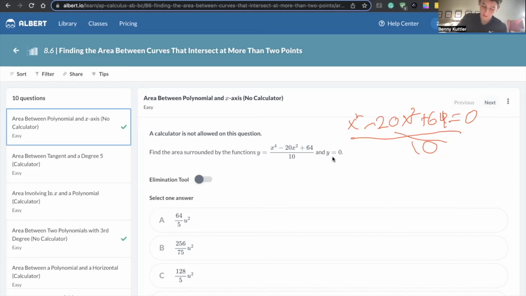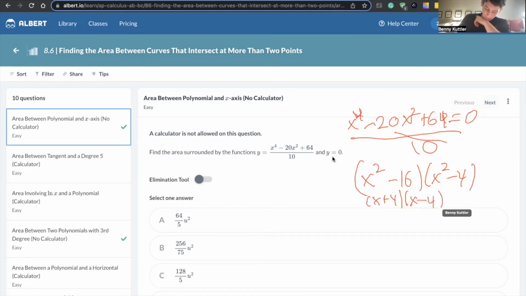So x to the 4th, that factors as x squared minus 16, x squared minus 4. And that reduces again to x plus 4, x minus 4, x plus 2, x minus 2. So this is a lot of zeros. It's a little tedious, but you just got to find the integral between each of these points. So yeah, I wish I had better news for you.